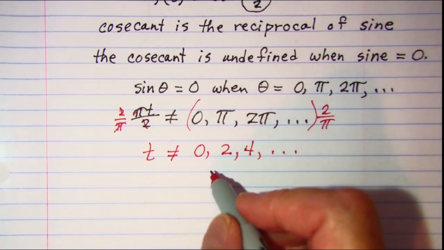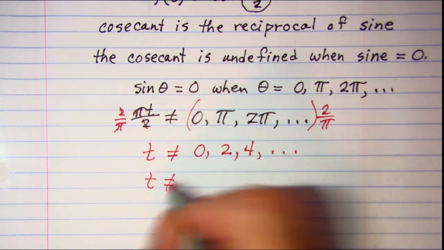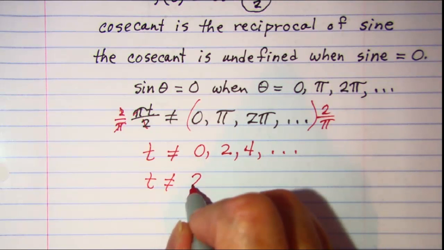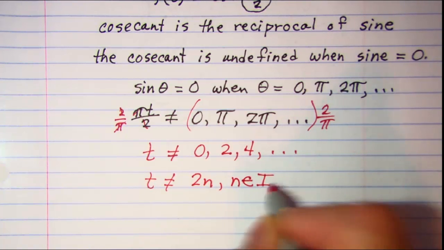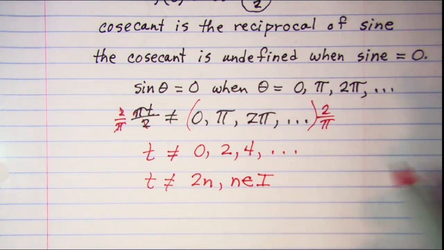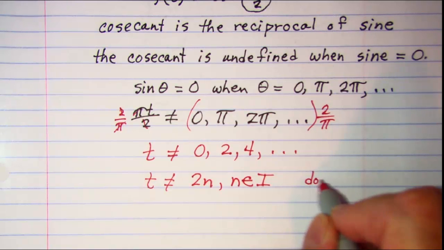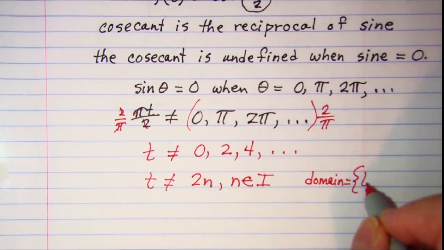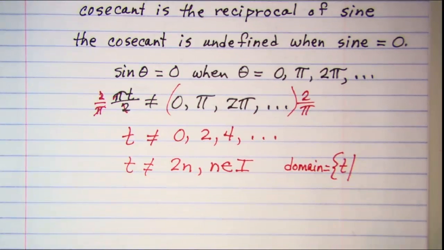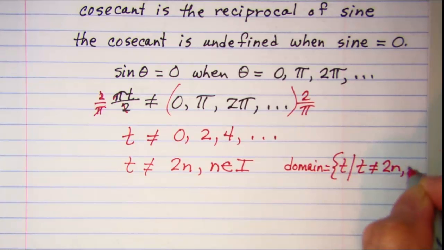Now the way to guarantee that we have an even integer is to write t cannot equal 2n for n an element of the set of integers. So if we wrote this in set notation, we would say our domain is equal to the set of all t's such that t is not equal to 2n, an element of the set of integers.